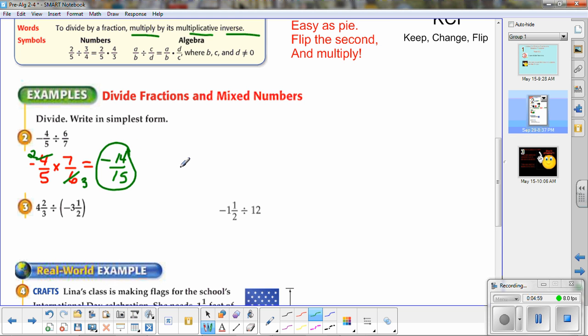Now, when I was in middle school learning about dividing fractions, I was told the same thing. Flip the second and multiply, but I had no idea where that came from. So I'm going to show you why that works.